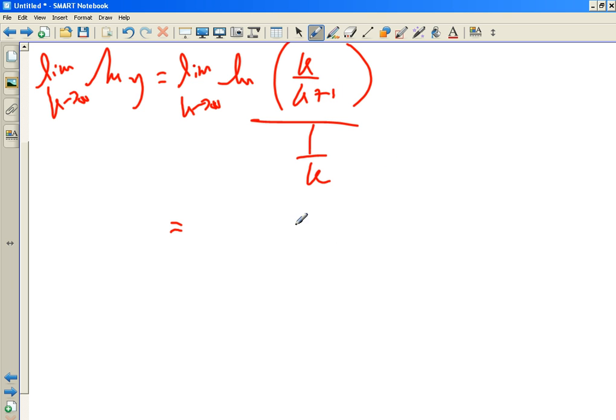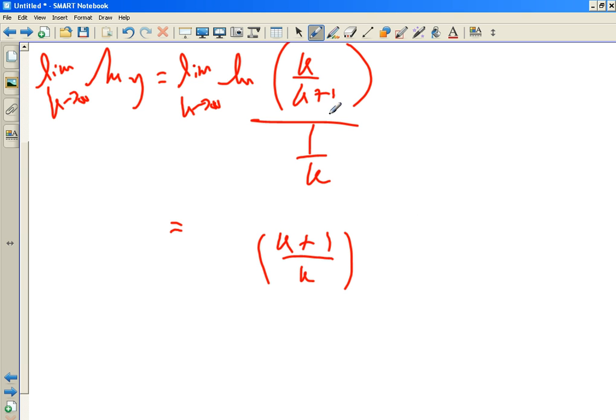1 over u du. All right, so 1 over u. I'm just going to flip u. This is u, so I'm just flipping it: 1 over u times the derivative of u.